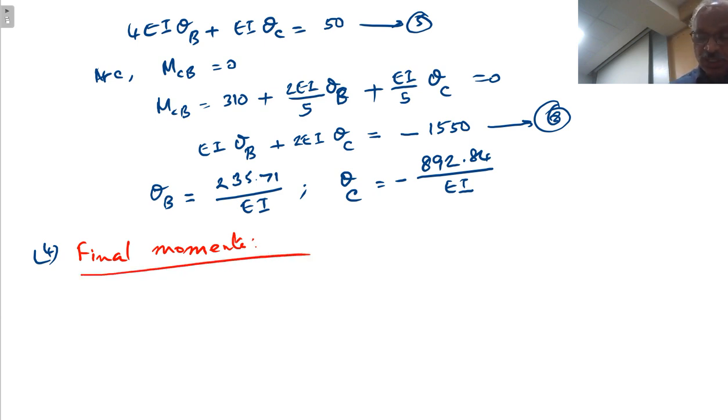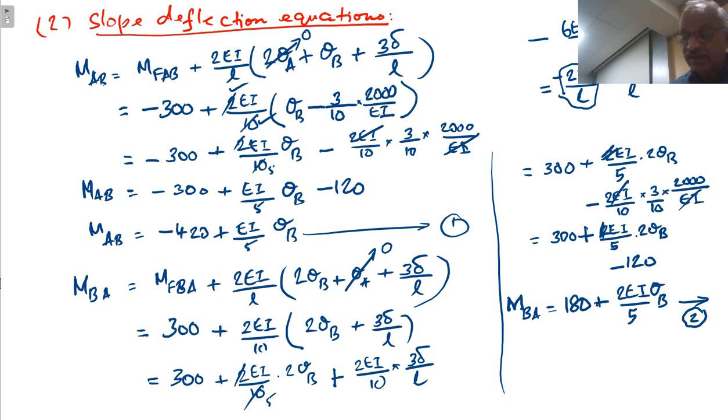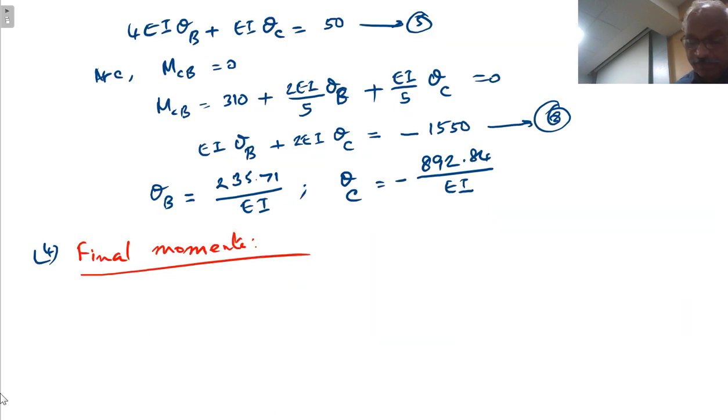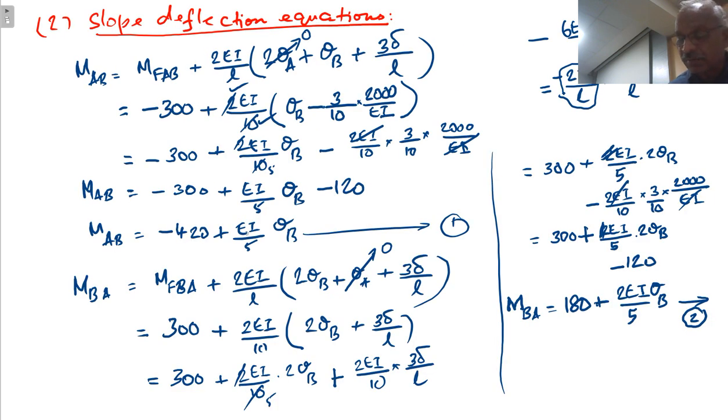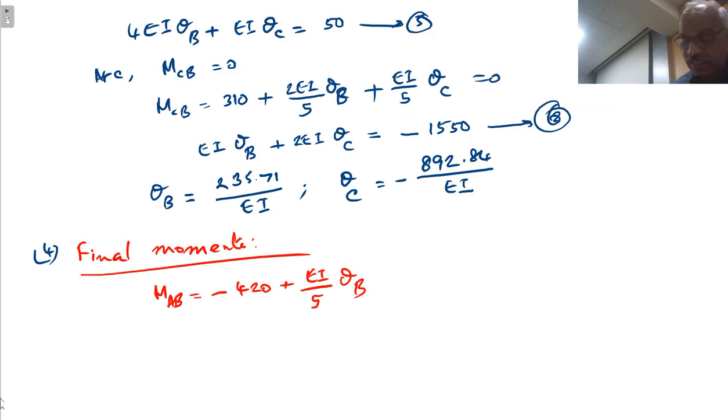Now we will just go to page number 6. What is the first equation? MAB equal to minus 420 plus EI by 5 into θB. So this is the equation, right?